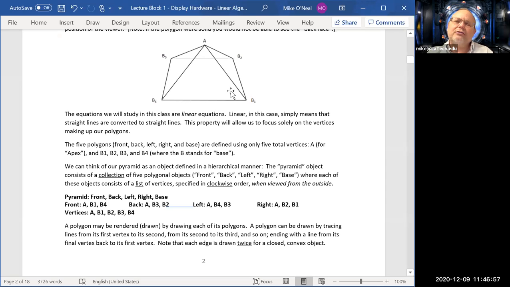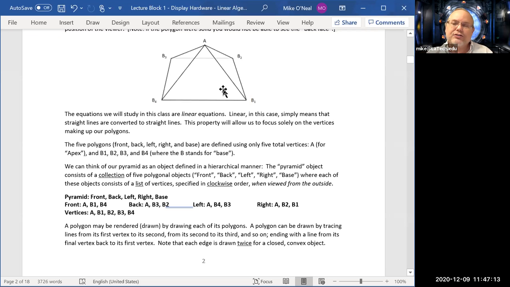If we had used just triangles, remember, we would have had 6 triangles. We would still only have 5 vertices: the apex and the 4 vertices on the base. So how is a polygon stored inside the computer?